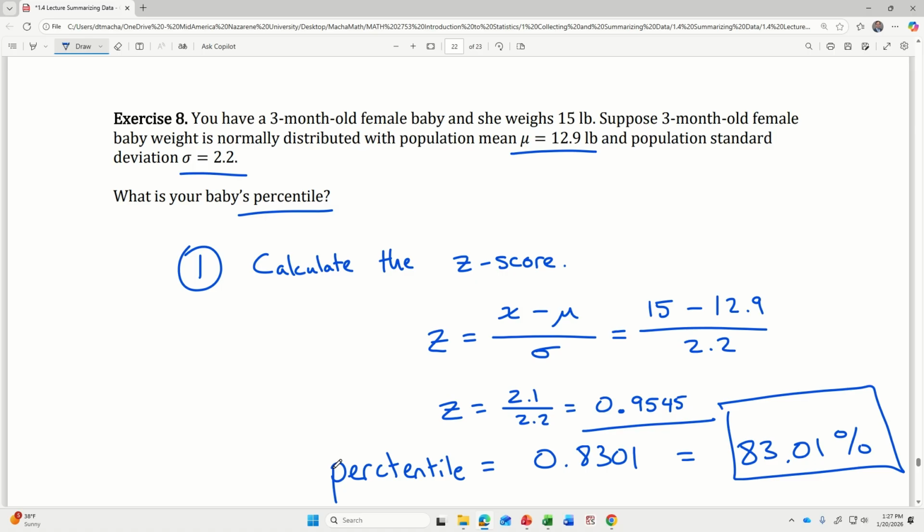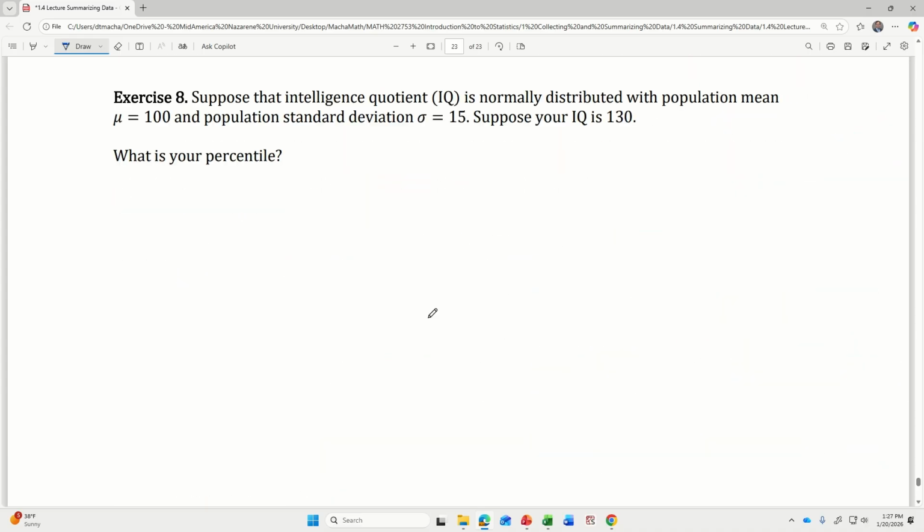That means this baby is heavier than 83.01% of babies that are female and 3 months old. And this baby is lighter than 17% of babies, or 16.99% of babies. But the Desmos part is important. You got to know how to do this on the Desmos test app for your test. One more example and I'll let you go. I know we got 2 more minutes.